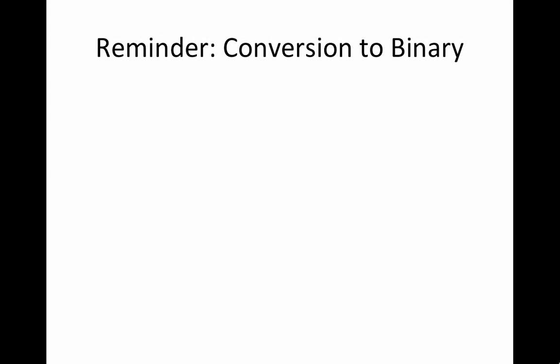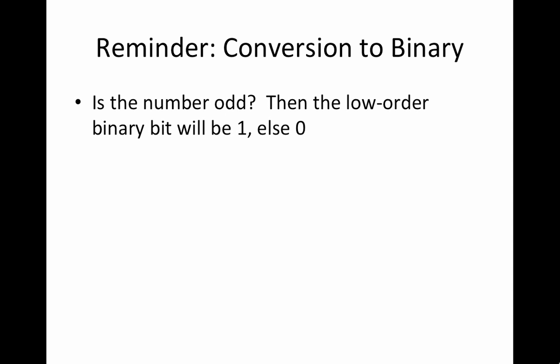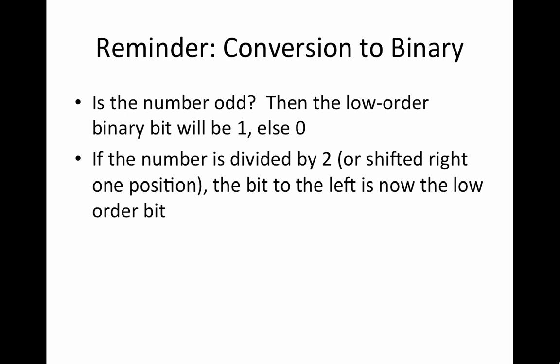Before we move on from this particular example, I would like to point out one more way that we could implement this algorithm in code, but the implementation would be a little bit different. We can check, is the number odd? If this is the case, then the low order binary bit will be 1. So we know what we can print. If the number is even, then the bit to the left will now be the low order bit.